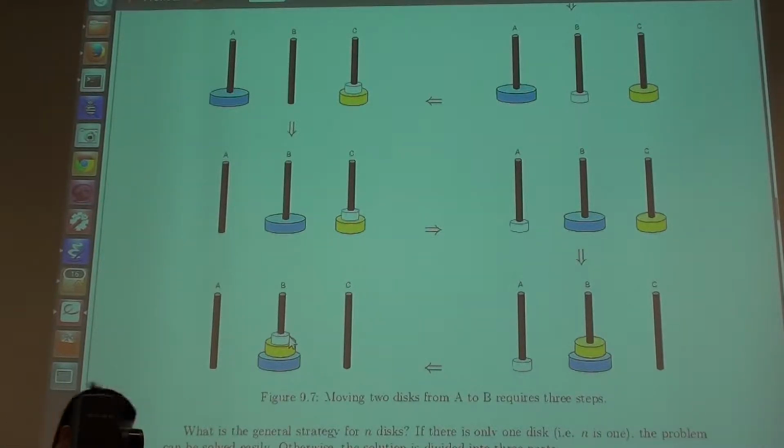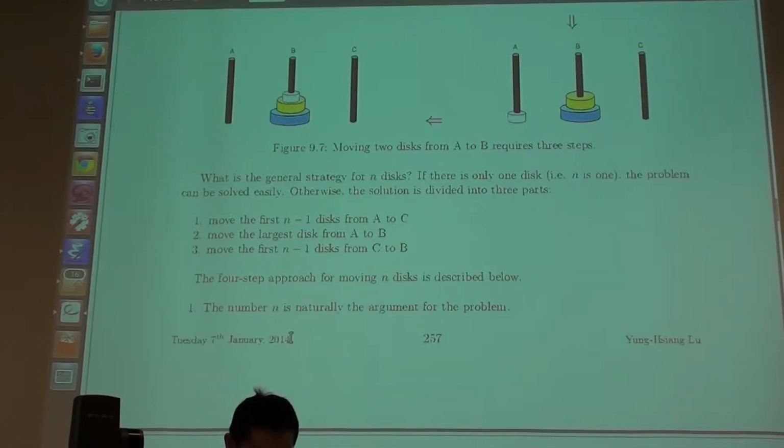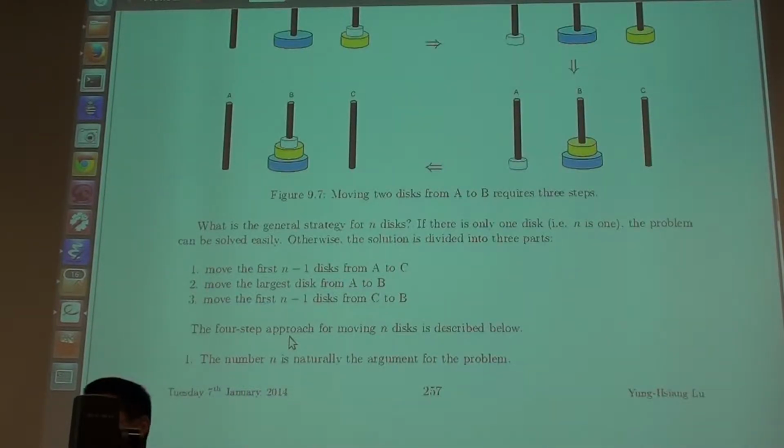Okay. So what's the general strategy? The general strategy is the following. You want to move from A to B. That's your goal. But you are going to move everything except the biggest one from A to C. Why? Because the biggest one cannot be above any other disk.